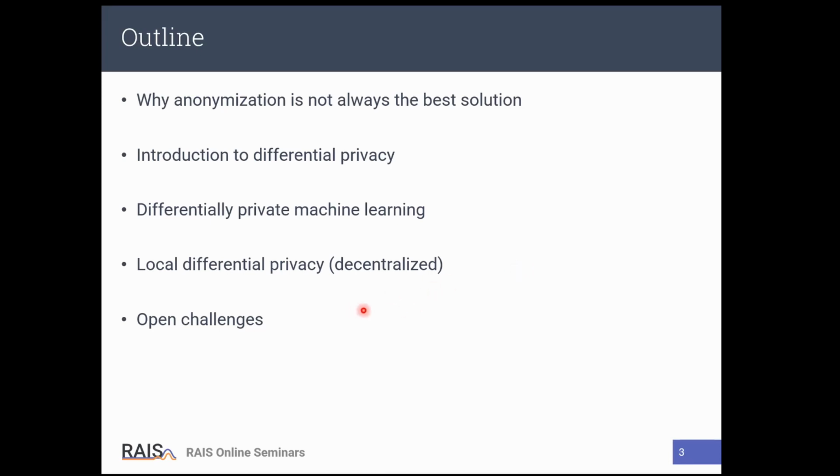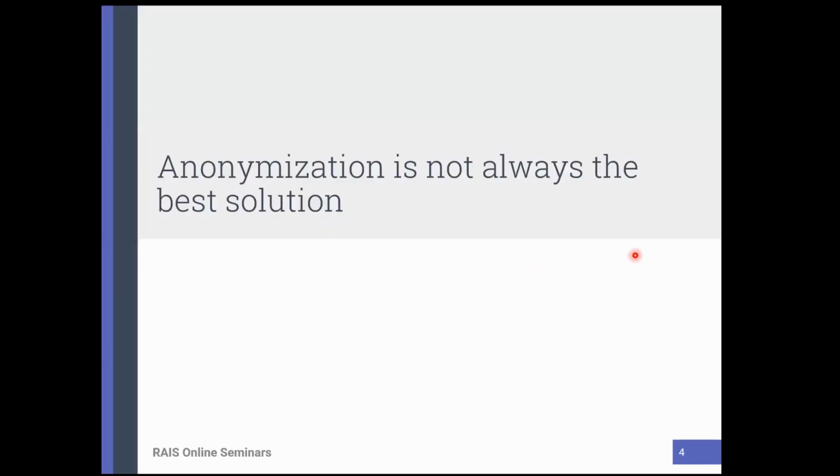And then I will discuss some open challenges that cover the cases when differential privacy is not enough because it introduces too much noise and makes the data unusable. I will cover what we can try to do in those cases and what the research is about for those cases.